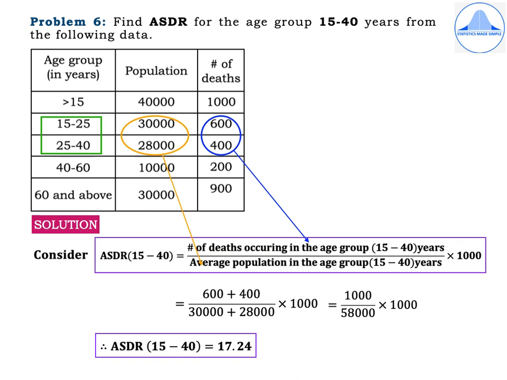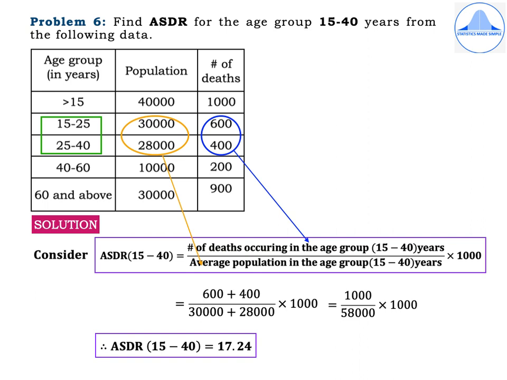Problem 6. Find ASDR for the age group 15 to 40 years from the following data. In the table, we have age groups in years as less than 15, 15 to 25, 25 to 40, 40 to 60, 60 and above. The corresponding population values are 40,000, 30,000, 28,000, 10,000 and 30,000. The number of deaths are 1,000, 600, 400, 200, 900.